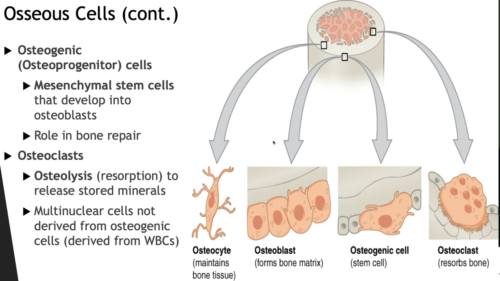Osteoclasts are not related to osteoprogenitor cells or their descendants. Instead, they're derived from the same stem cells that produced phagocytic white blood cells called monocytes. Acids and proteolytic enzymes secreted by osteoclasts help to dissolve the matrix and release stored minerals that are within bone. And this process is called osteolysis or resorption, and it's important for bone remodeling.